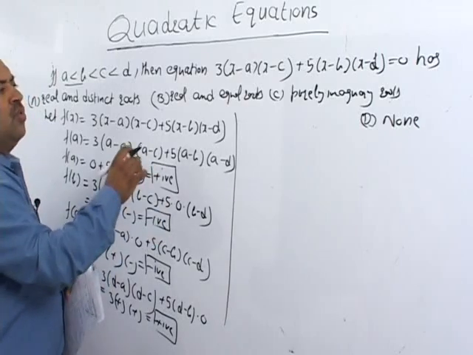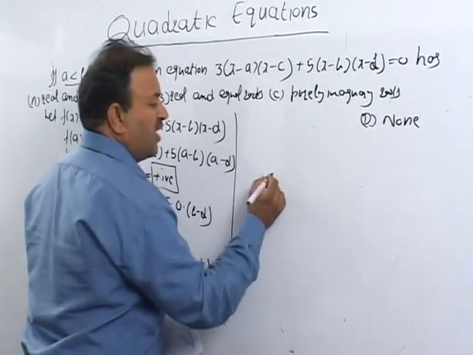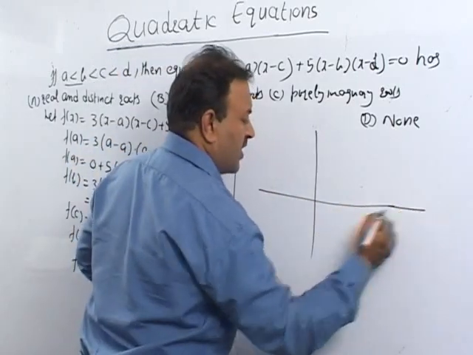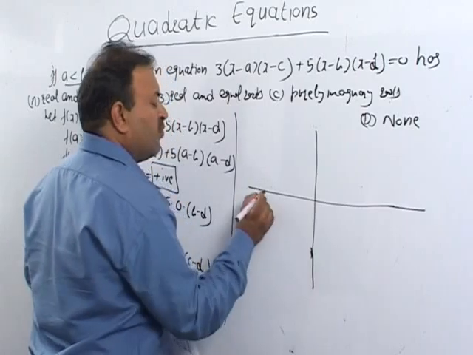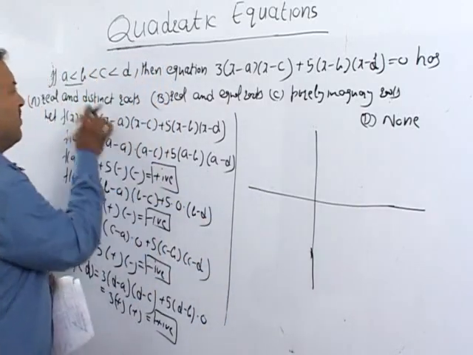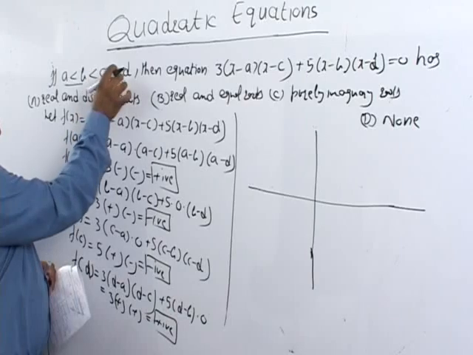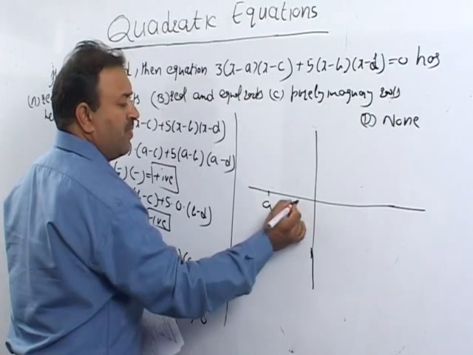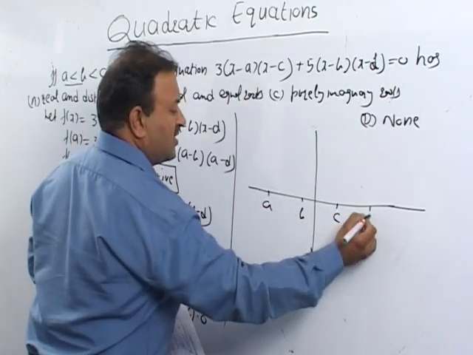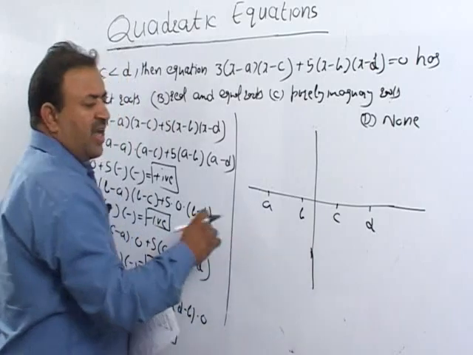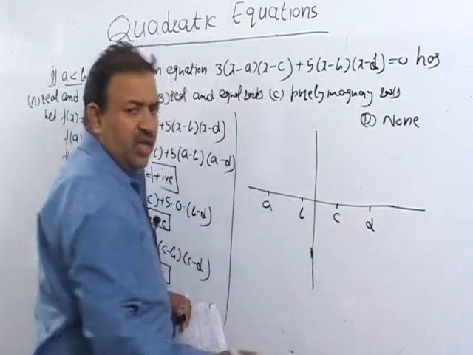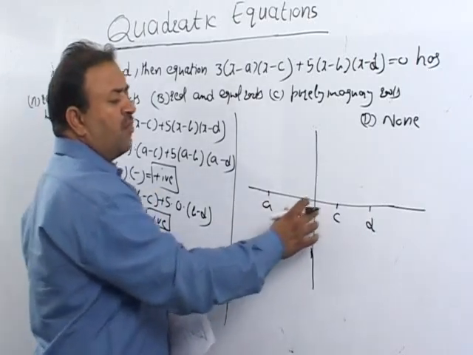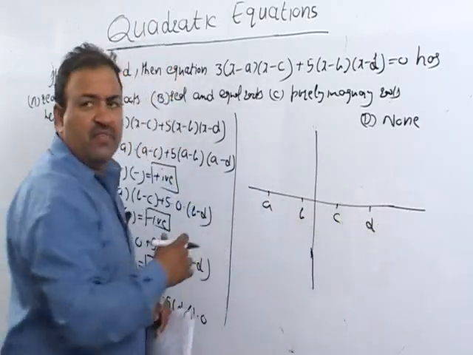Since nothing else has been given, what we are going to do over here is plot a graph. I just take this as the x-axis and this as the y-axis. The only condition we have been given is a less than b, less than c, less than d. So I take these four numbers in order: this is a, this is b, this is c, this is d. I have taken two on one side and two on the other, but it does not mean we always have to take it this way. We can take all four points on the right hand side or on the left hand side.